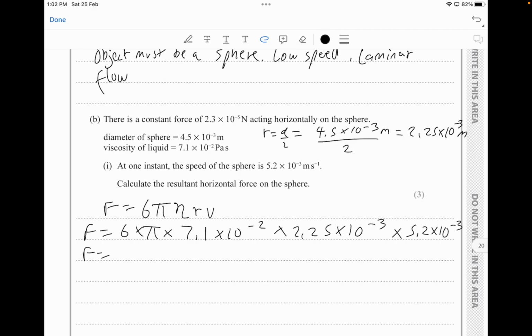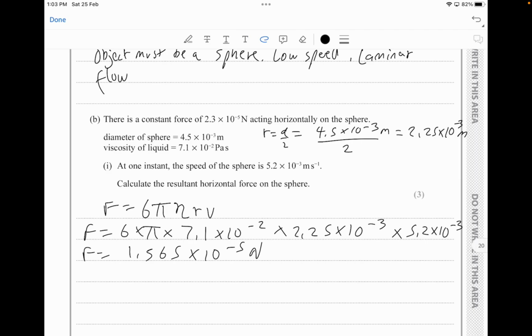So the force is equivalent to 6 times pi times 7.1 times 10 raised to the power negative 2, times 2.25 times 10 raised to the power negative 3, times 5.2 times 10 raised to the power of negative 3 again. This is going to give us a final answer of about 1.565 times 10 raised to the power of negative 5 newtons.